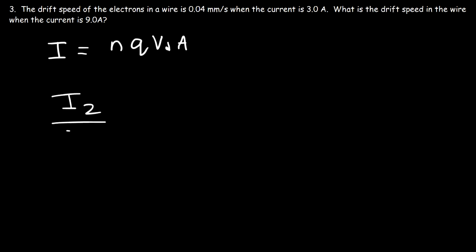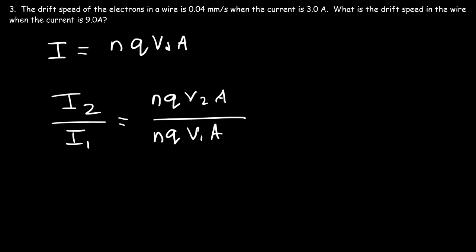Number 3, the drift speed of the electrons in a wire is 0.04 millimeters per second when the current is 3 amps. Now, if we increase the current to 9 amps, what will be the new drift speed? So we know that the current is equal to NQV times A. So let's make a ratio between the second current and the first current. The first current is going to be NQV1 times A. Now, we're dealing with the same wire, so the cross-sectional area doesn't change. And the density of free electrons doesn't change, so we don't need a subscript for N. And Q is going to be the same. So I2 is going to be NQV2 times A.